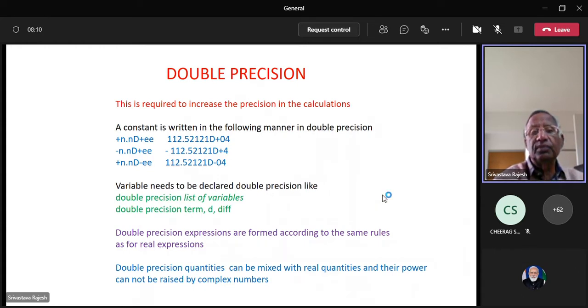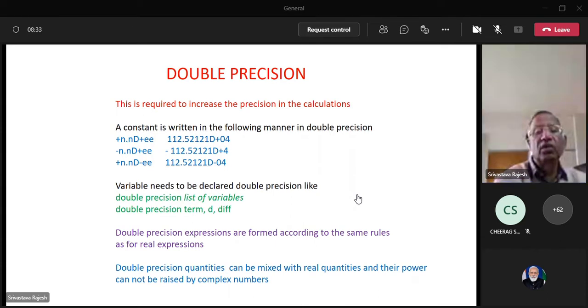Now, what's the... and then how you are going to do the calculation? First thing, double precision, like if you have to write some number like 3.4, you have to write 3.4d plus 0. That is how you have to write. So the quantity that you write, initialize, you have to write like plus n point and d.